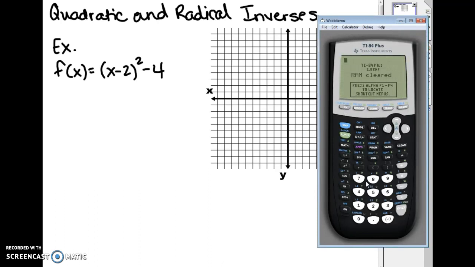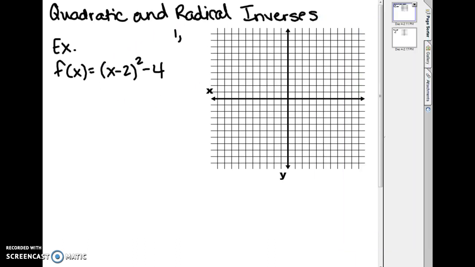Alright, so I go to y equal, and I type in parentheses x minus 2 squared minus 4, and I'm going to graph that. Okay, so I see the graph should look like this. So then I'm going to second table, and I'm going to get some points. So I see I'm probably going to use these 1, negative 3, 2, negative 4.